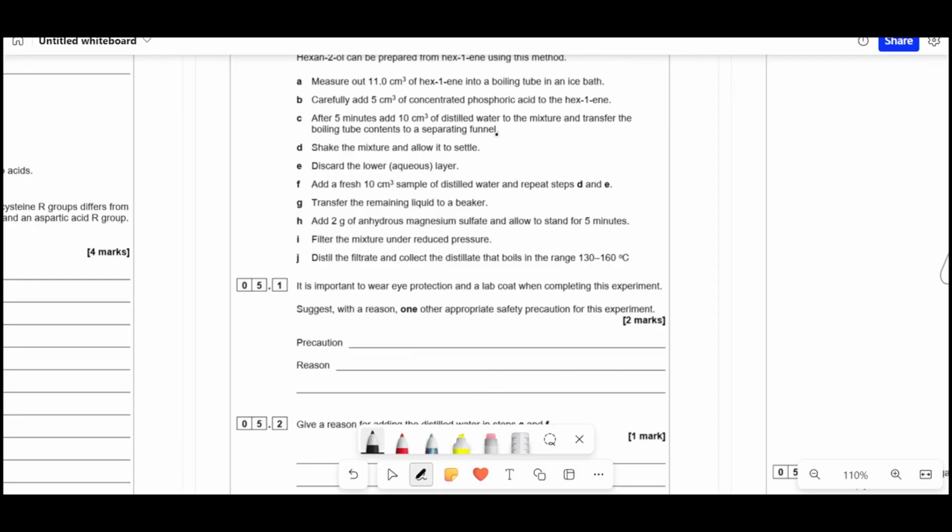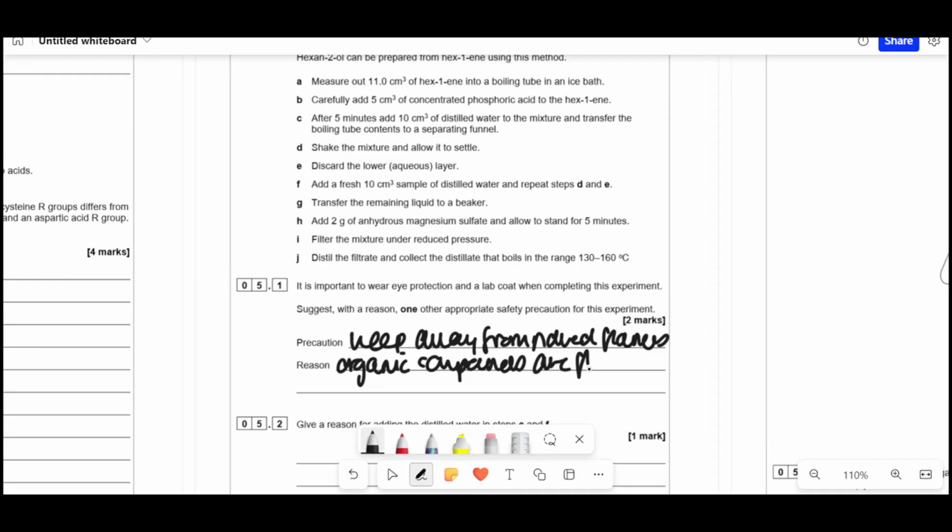Alternatively, we are dealing with concentrated phosphoric acid, so you should wear gloves as well. Or what else? We're using a separating funnel to separate this stuff here, and you don't want the pressure to build up too high, or it will blow up. So any of them. I'm going to go with keep away from naked flames, because organic compounds are flammable.